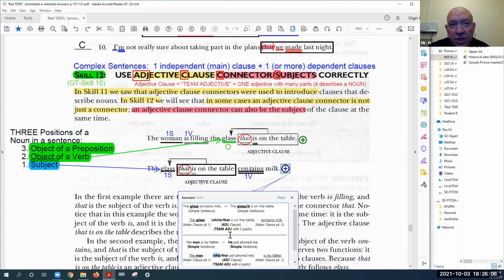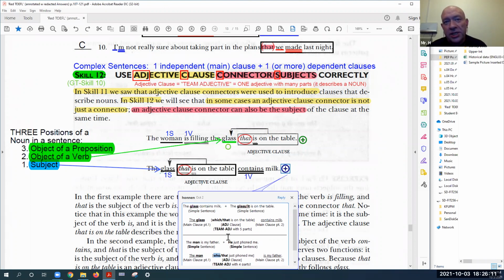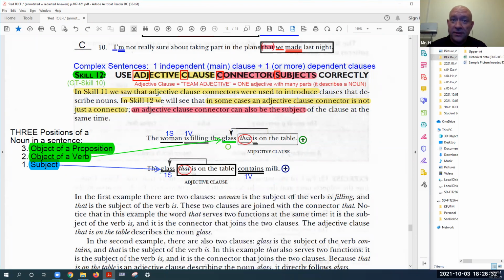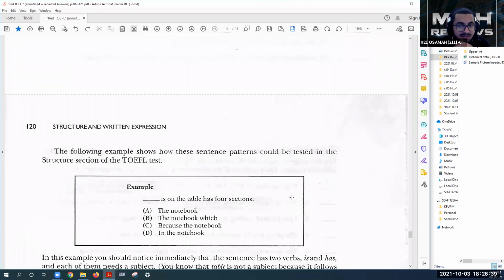Now, gentlemen, do you see how many connectors? How many different connectors do you see inside of here? Three. That's one, that. Two, who. And again, that. That's it, guys. Three connectors. This skill has three connectors. Okay. All right. So, Mr. Rich, yes. I can use where as a connector.